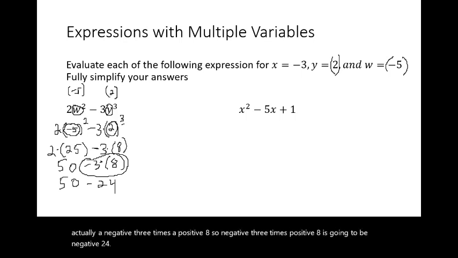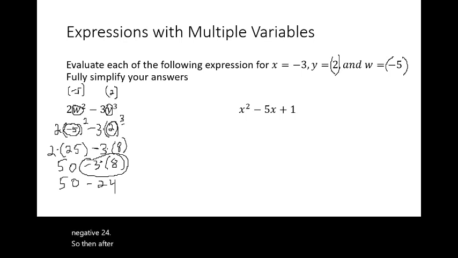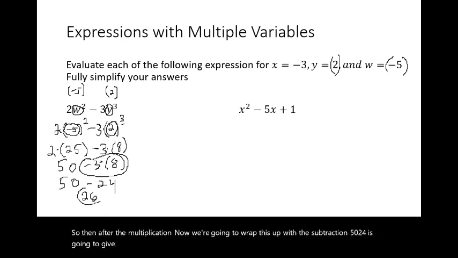So then, after the multiplication, now we're going to wrap this up with the subtraction. 50 minus 24 is going to give us 26, and then that will be your final answer.